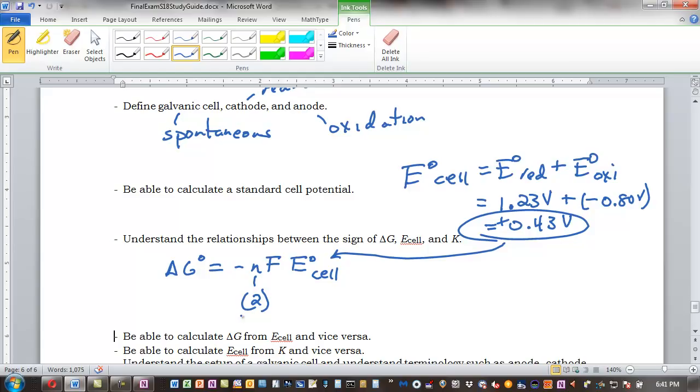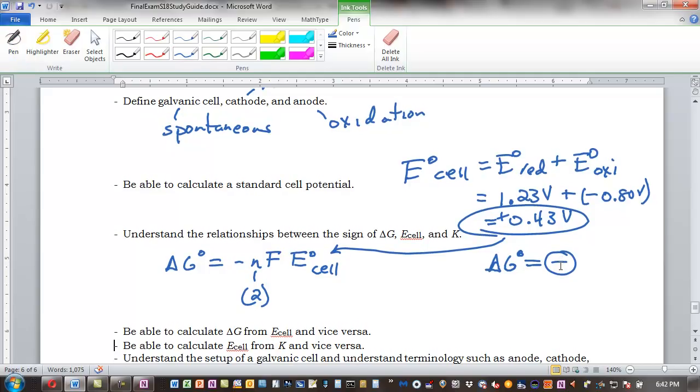All right, let's talk sign convention for that. So if we have a positive cell potential, spontaneous, what are you going to get for delta G? You're going to get negative. So if the cell potential is positive, delta G will be negative. So make sure you know your sign conventions. And K will be what? K will be large. Okay, so positive cell potential, negative delta G, spontaneous, product favored at equilibrium, we're going to end up with a large K. Okay?